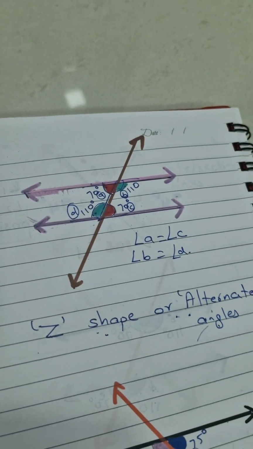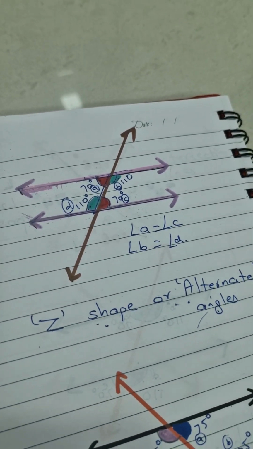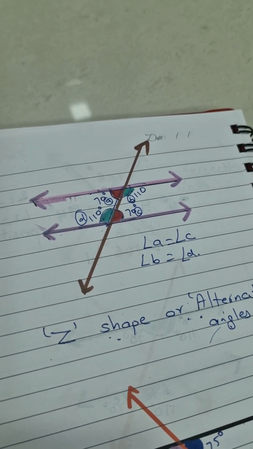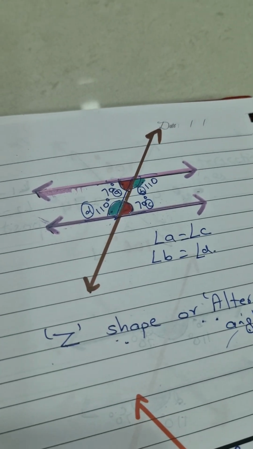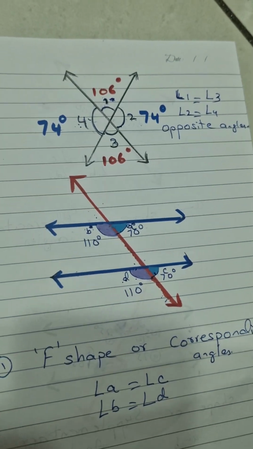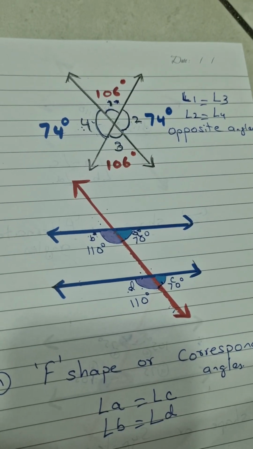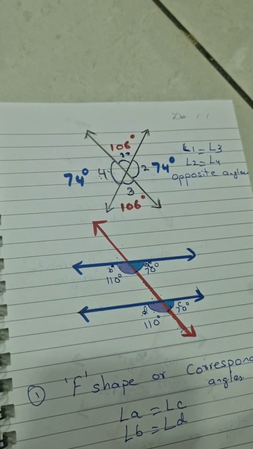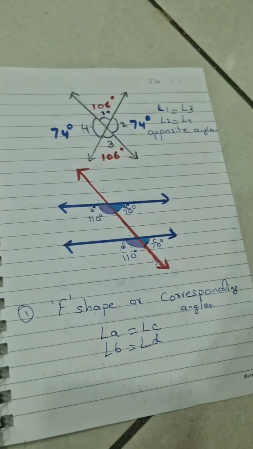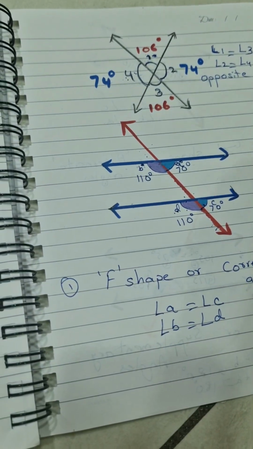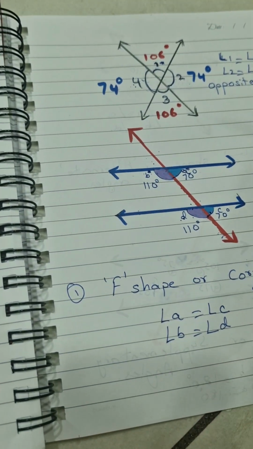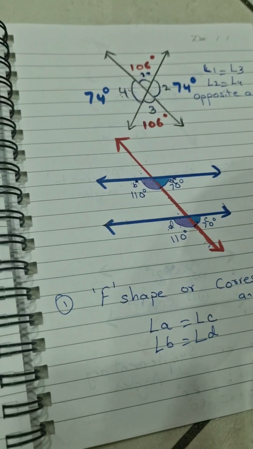Z-shape angles and F-shape angles are always equal to each other. Okay, not 180, they are always equal to each other. And opposite angles are always equal to each other. Okay, so in the next part I will give you some practice questions regarding intersecting lines and transversal lines. Okay, I hope you understand this topic.